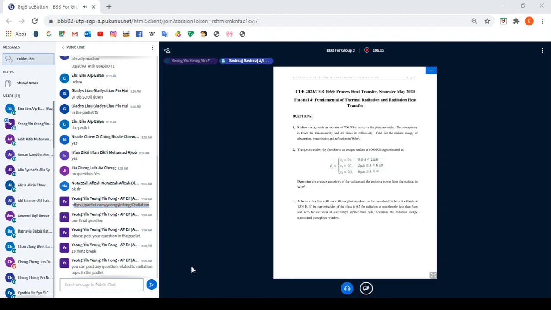Okay, madam. I just want to ask about the concept. Black body means it will release heat, emit maximum radiation, even though we didn't give any source. Yes. That means a black body doesn't need any irradiation for it to emit emissive power. Yes. Okay. Thank you, madam.